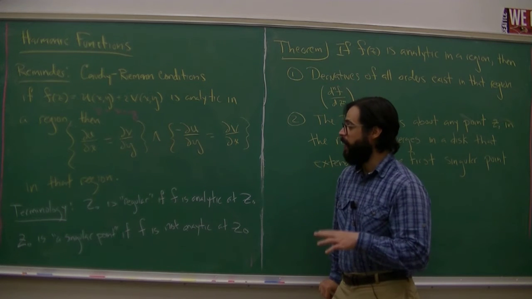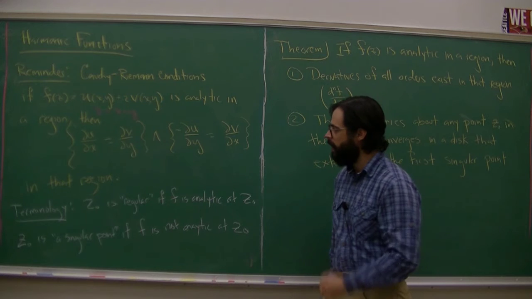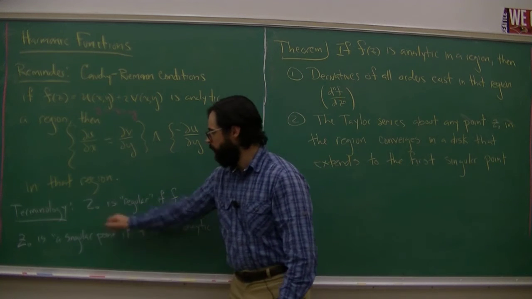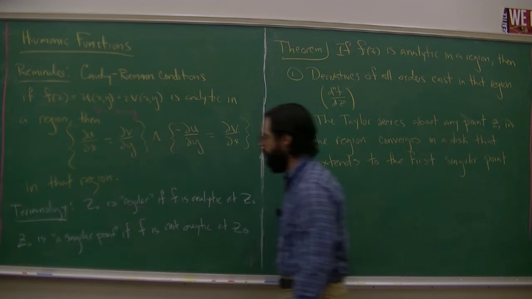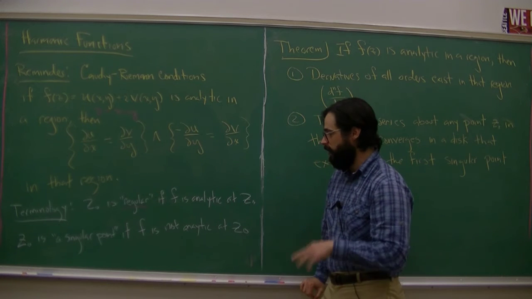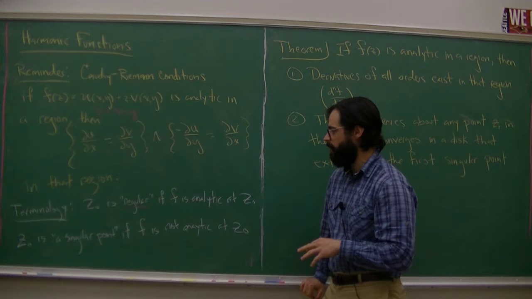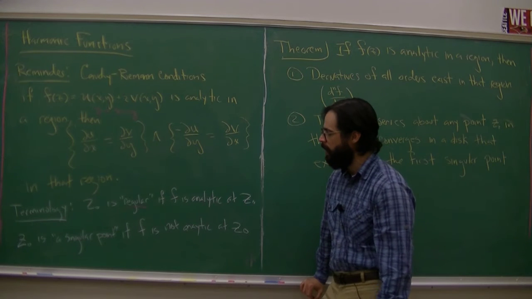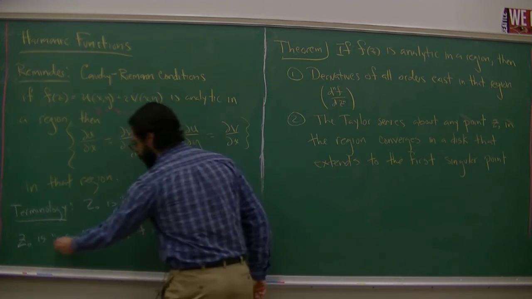OK, with that out of the way, sometimes derivatives don't exist. We do have non-analyticities, and we describe them with the following terminology. So if there's a point z0 in some region, we say that point z0 is regular if the function is analytic at that point. So if f is analytic, z0 is a regular point. And if f is not analytic at z0, we call it a singular point.